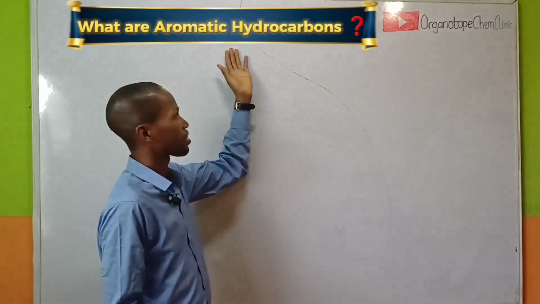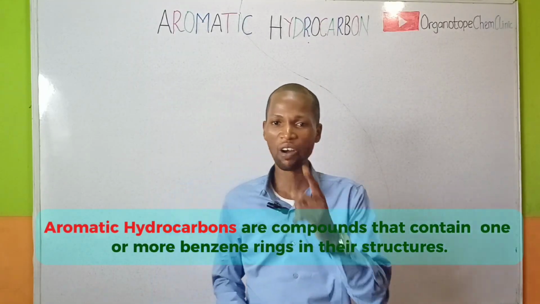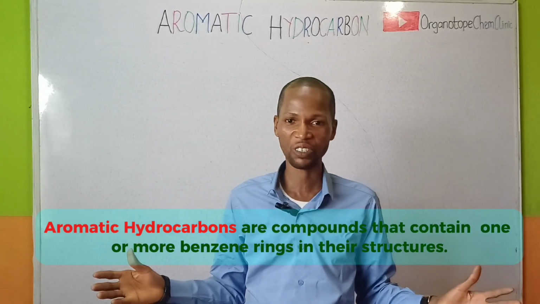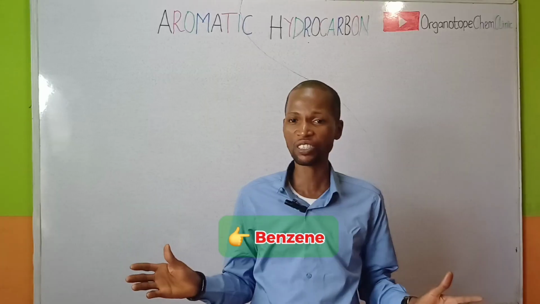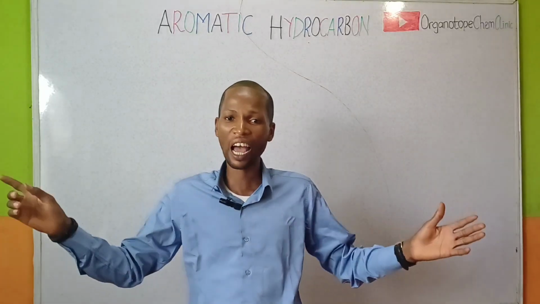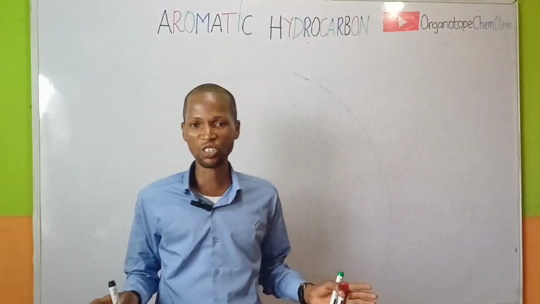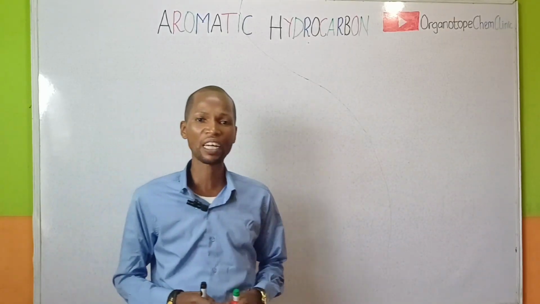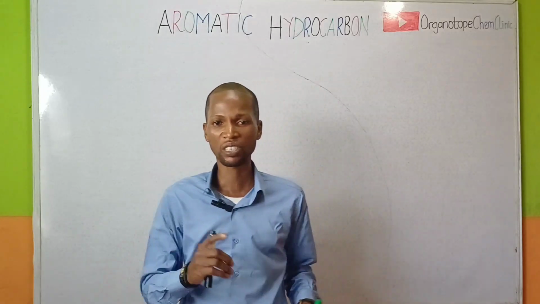What are aromatic hydrocarbons? Aromatic hydrocarbons are organic compounds that contain one or more benzene rings in their structure. So from this definition, we can deduce that benzene is the parent structure in all aromatic hydrocarbons. Can we consider the parent structure, which is the benzene ring? It contains 6 carbon atoms joined together by alternating double, single, double bonds.